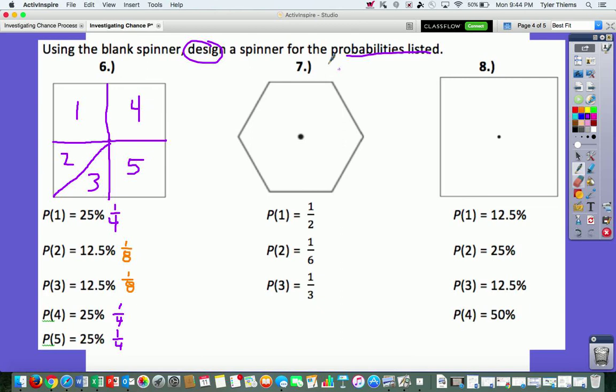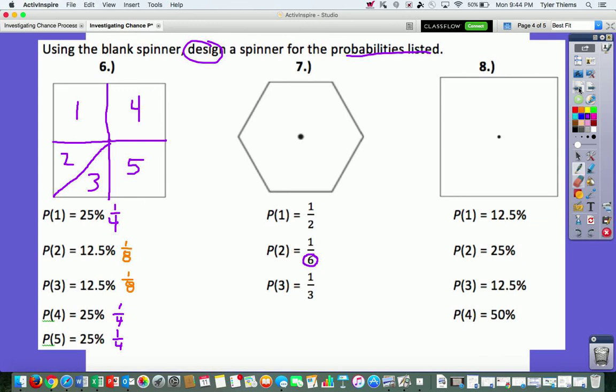Go ahead and do the same thing for number 7. For number 7, it's probably going to be easiest if you have these all have common denominators, using a total of 6 total pieces. So divide this up into 6 total pieces and then design your own spinner yourself. Same thing for number 8.